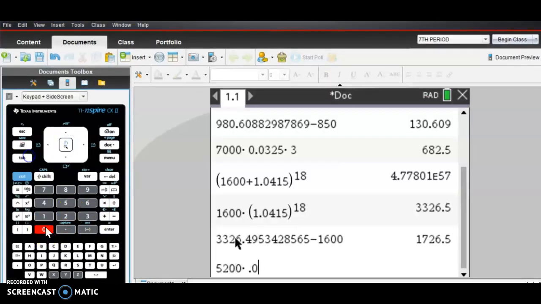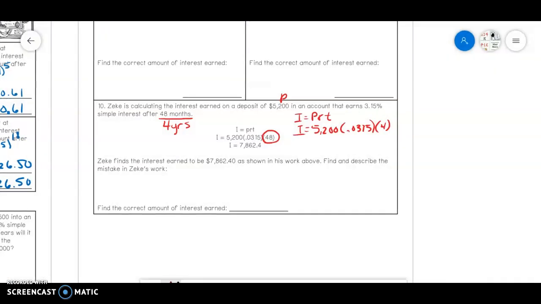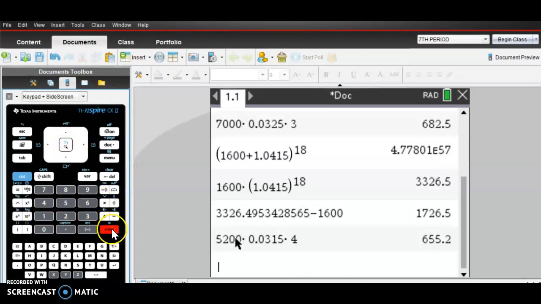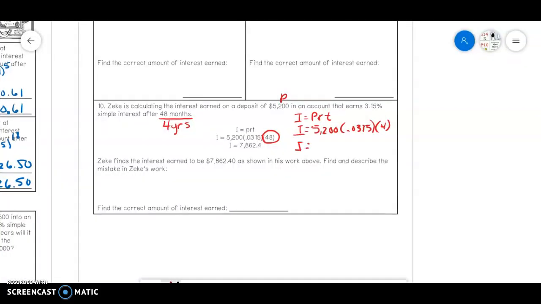5200 times 0.0315 times 4, 655.20. So that's a much, much different number. Zeke finds the interest as shown in the work above. Find and describe the mistake in Zeke's work. So I've already marked his work. And then the total amount of interest, we would just write 655.20. So I hope this review helps. Please let me know if you have any questions.